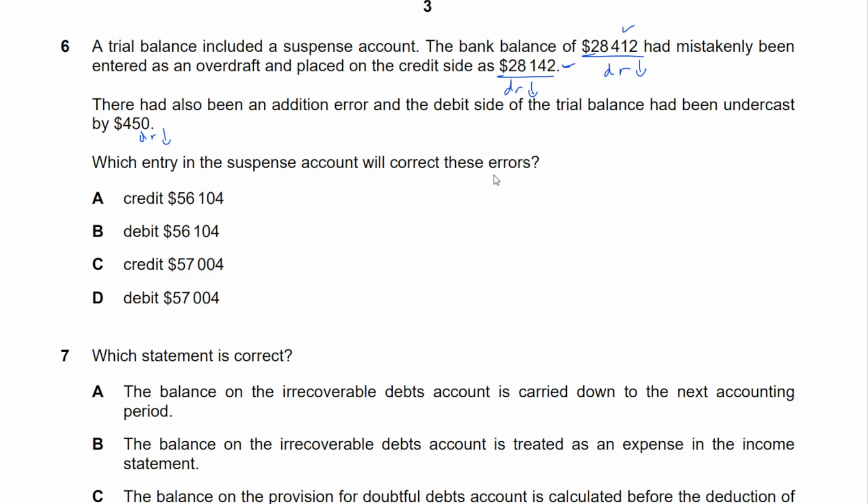28,142 plus 28,412 plus 450. That is 57,004. Now, all of that is short on the debit side. In your trial balance, your debit side will have the suspense account entry, right? Isn't it? 57,004. That will be on the debit side because the debit side is shorter. It always goes on the shorter side.